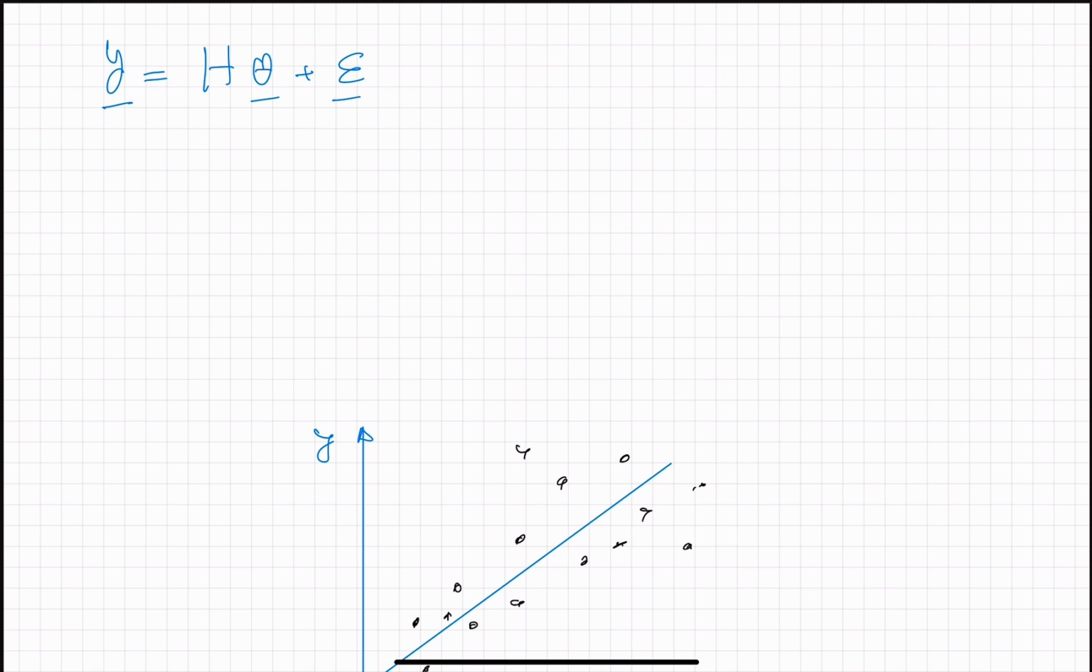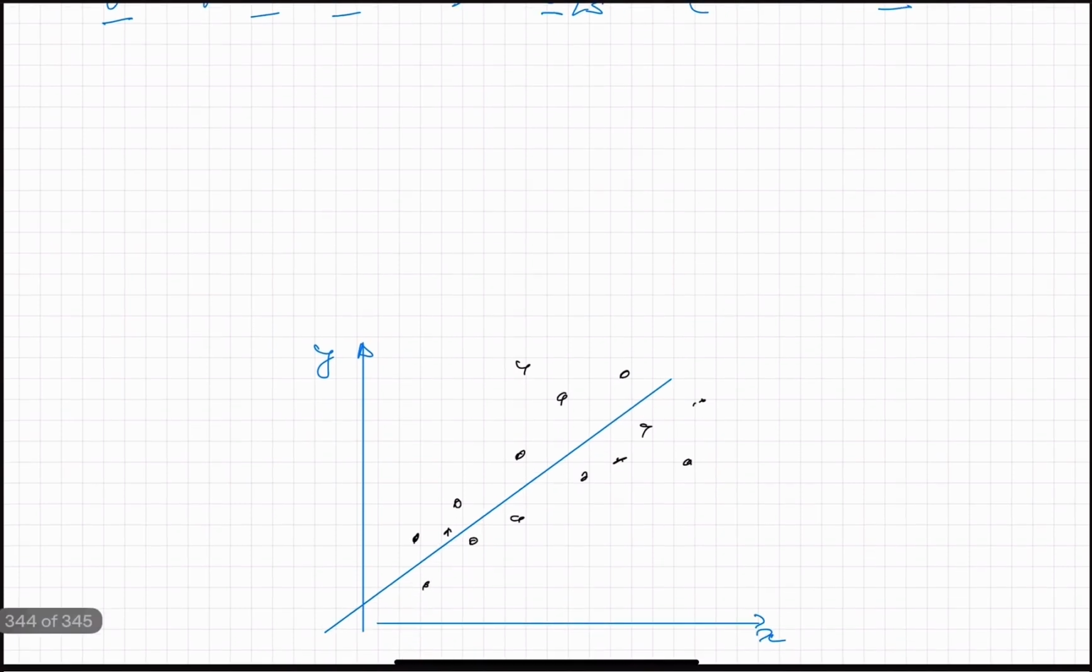Okay, the solution is given by theta hat least squares vector. Hat for estimator is given by the Moore-Penrose pseudo-inverse of H, namely (H transpose H) to the minus 1 H transpose times the measurement vector y.